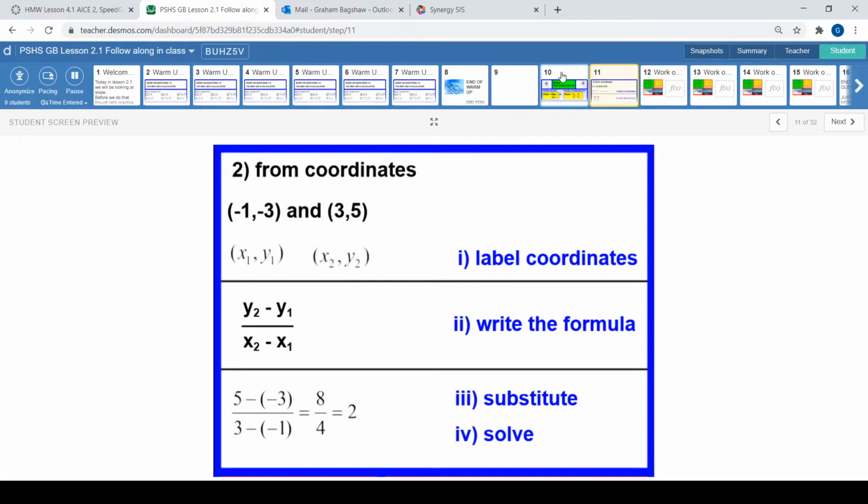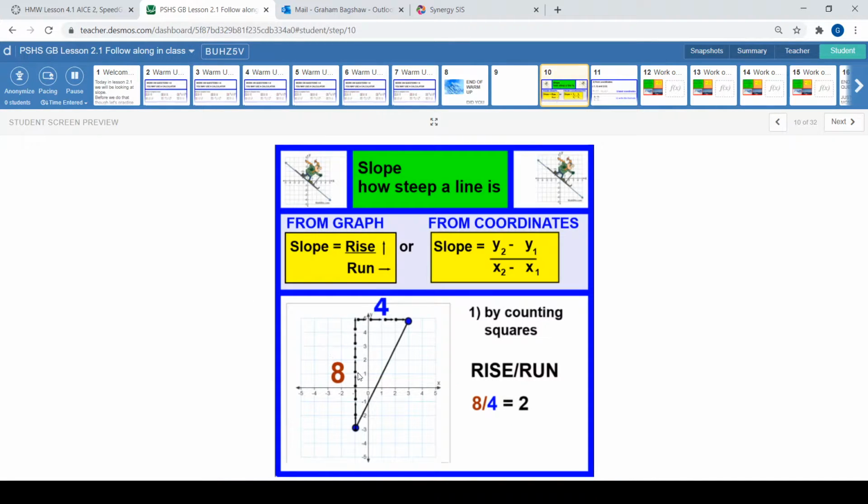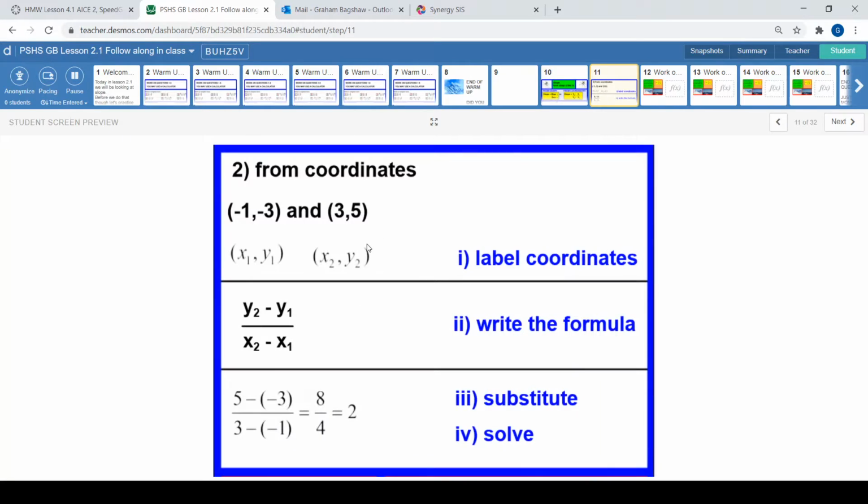Now, if you're given coordinates, and actually these 2 points here are the same question: -1 on the x-axis, and then level with -3 on the y-axis, and my other coordinate, 3 from the x-axis and 5 from the y-axis. So just so you realize, this is the same question. If we don't have graph paper though, it's going to be very, very inconvenient to do this, so we want a more algebraic method. So it's important we label coordinates.